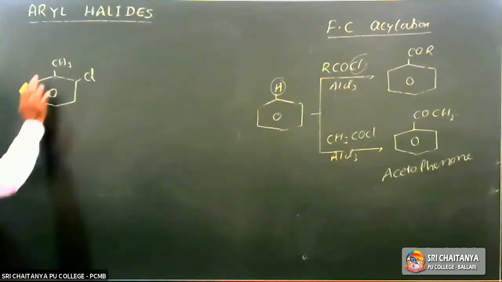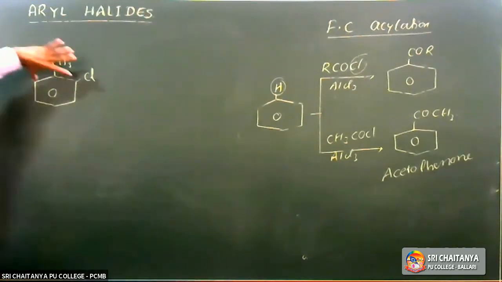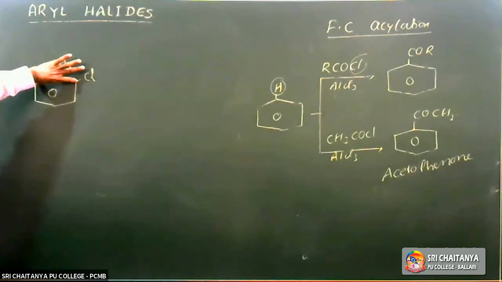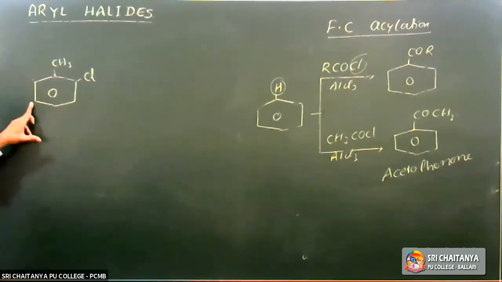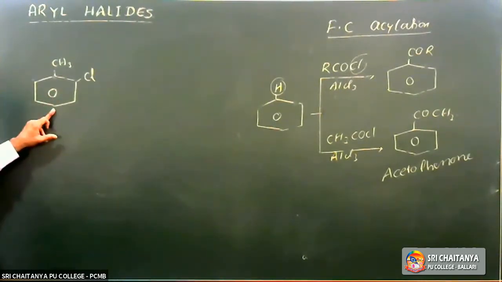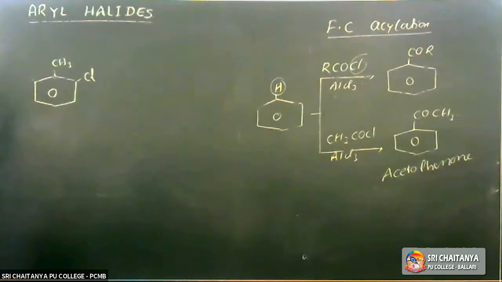Benzene has two ortho positions, the 1,2 positions. It has two meta positions, the 1,3 positions. And it has one para position, the 1,4 position.